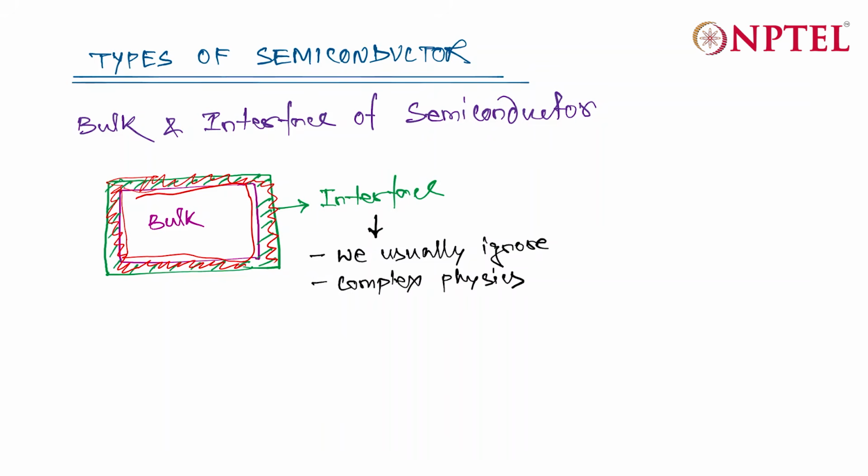So when we say a semiconductor, we only mean the bulk region. We ignore the interface region, because the physics in the interface becomes very complicated. One has to understand that there is a difference between the bulk semiconductor and interface semiconductor. There are a lot of interface phenomena in a semiconductor that are a bit complex. But for this course, when we say semiconductor, we mean the bulk semiconductor. We usually ignore the interface. Okay, so just wanted you to know.